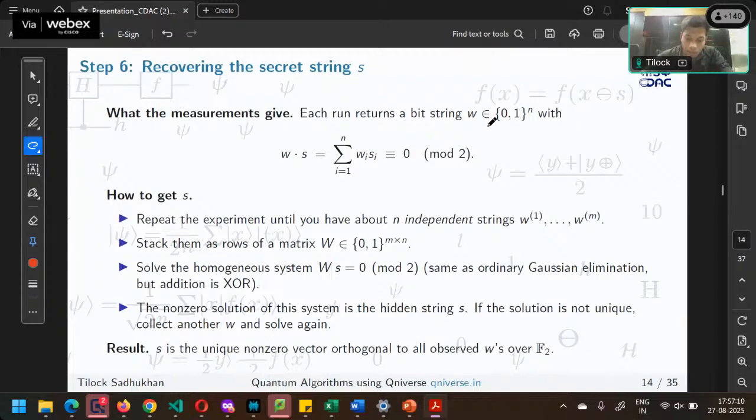That is why we are going to repeat this experiment, or repeat this circuit iteration, until we get n independent strings. Then, based on whatever surviving W's we have, we are going to stack them as rows of a matrix, which is W. And if we solve this homogeneous system W dot S modulo 2, we are going to get our secret string S. That is how it is done.